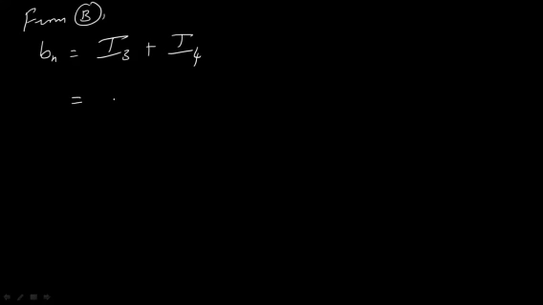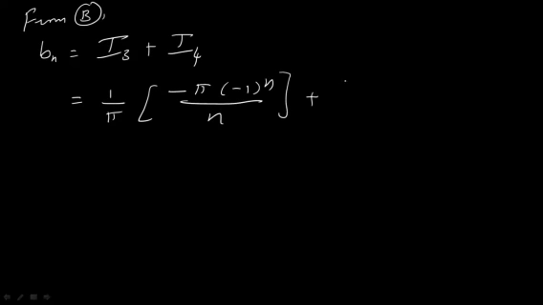So let me substitute these two in equation B. What is your equation B? That gives you the value of Bn. That is, Bn is equal to I3 plus I4. We calculated the value of I3 as 1 by pi minus pi of minus 1 whole power n divided by n. Whereas your I4 value is 1 by pi of minus 1 whole power n divided by n.